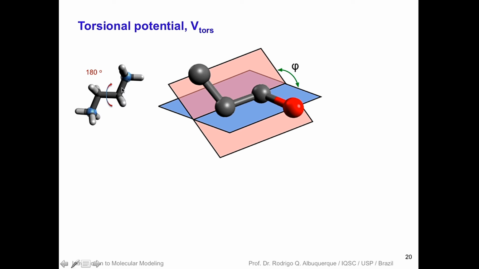In this case, we have the butane molecule, where rotation can occur around this bond here in the middle. In this case, the two carbons which are shown in blue here and here have an angle, a torsional angle. Now the four atoms have a torsional angle of 180 degrees. This atom, this, and this.